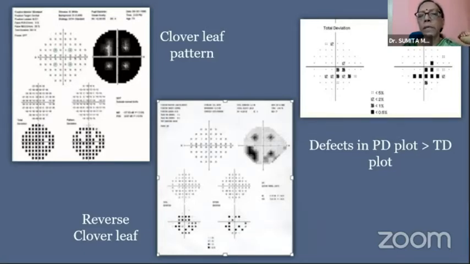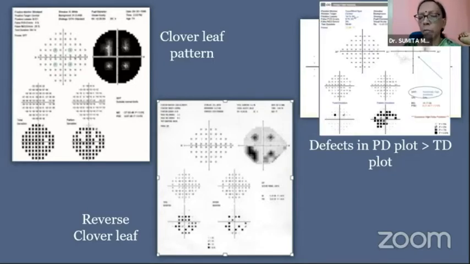Another important thing we have to note is that if the defects in the pattern deviation plot are more than in the total deviation plot, then something is fishy there. If you see the whole printout, you can see that there are lots of white scotomas, and the GHT is also showing abnormally high sensitivity, and the false positive rates are also very high. So that indicates that the patient is trigger happy, and such a type of field should not be taken into consideration.